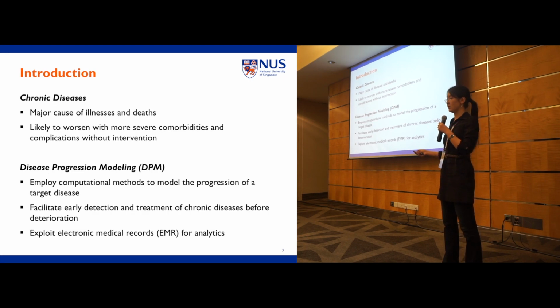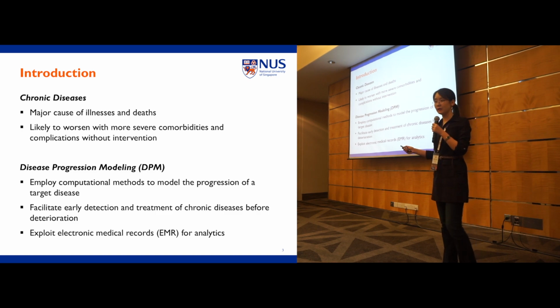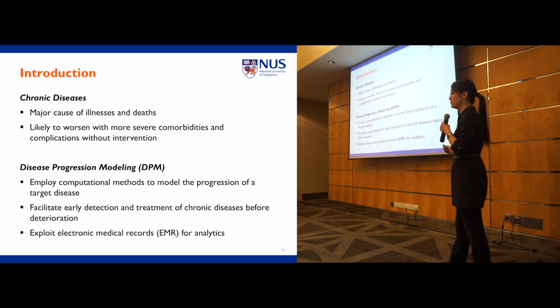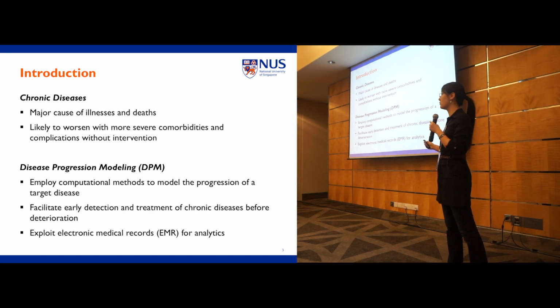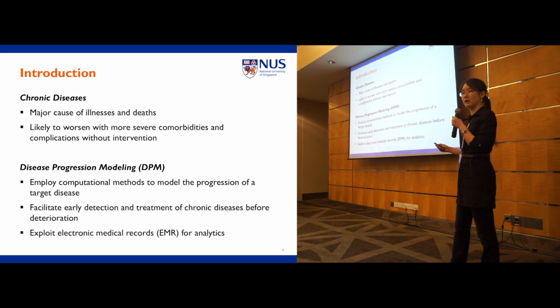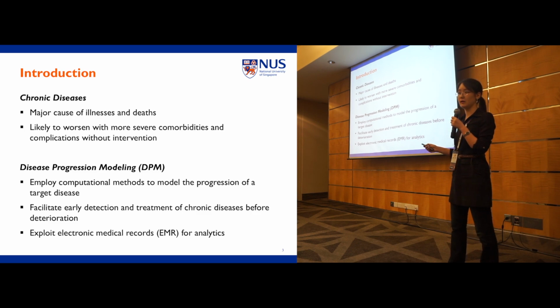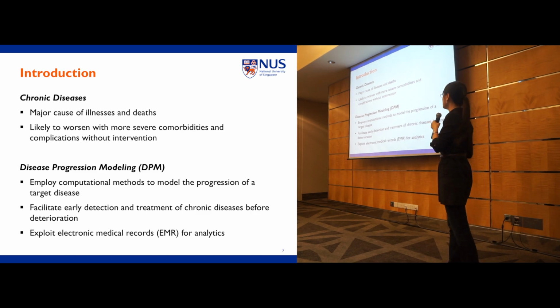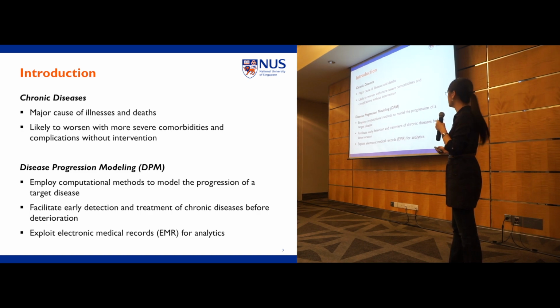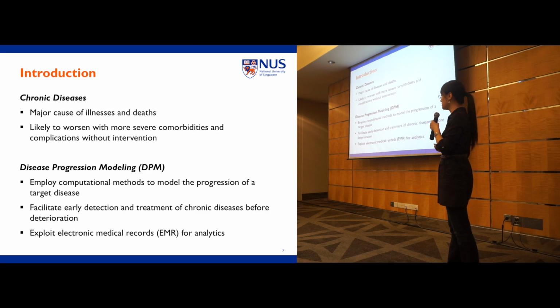To start with, chronic disease is a major cause of illness and death, and patients' conditions are likely to worsen with more severe complications and comorbidities without timely and proper intervention. So to help with this issue, disease progression modeling is proposed. It can employ computational methods to model the progression of a target disease. And with an accurate model, disease progression modeling can facilitate early detection and treatment of chronic disease before the deterioration.